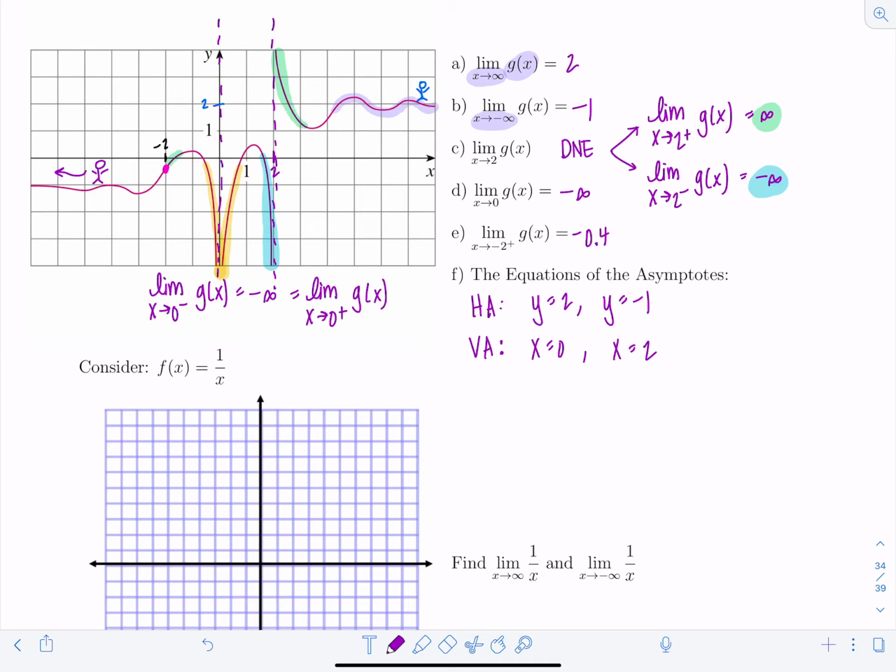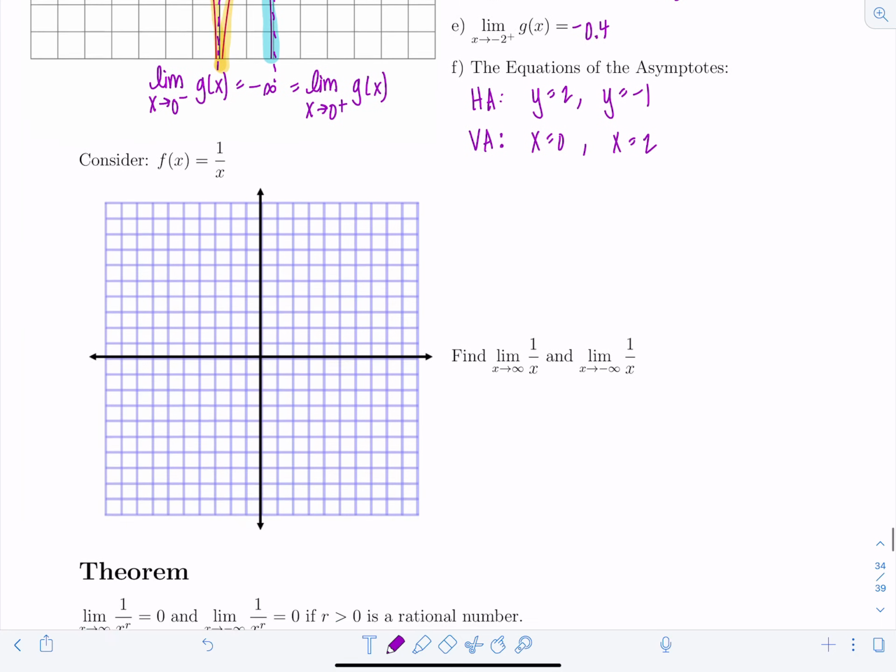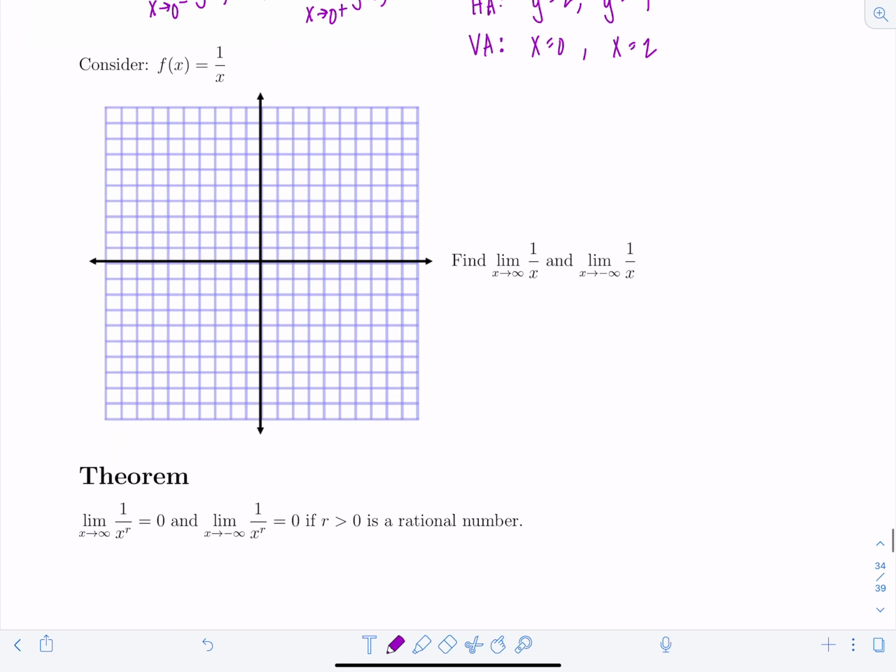You'll have a few exercises similar to this in your homework where you're just given the graph. You're not going to be given the equation that it represents, and then you'll have to use it to find some limits and asymptotes. Now we're going to consider our good friend, the reciprocal function, f of x equals 1 over x. Do you remember this guy?